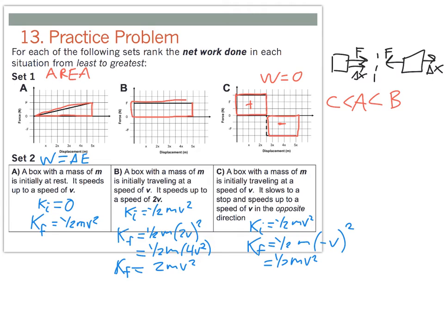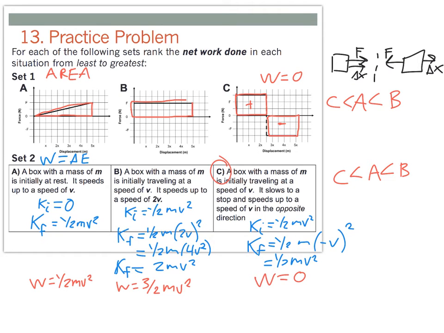So that means that the work done in each of these situations, for C, it's just going to be a work of 0 joules. For B, if we do final minus initial, it's going to be a work done of 3/2 mv squared. And for A, again, final minus initial, it's 1/2 mv squared. So we can clearly see here that the ranking is actually the same as the first. C is less than A is less than B.